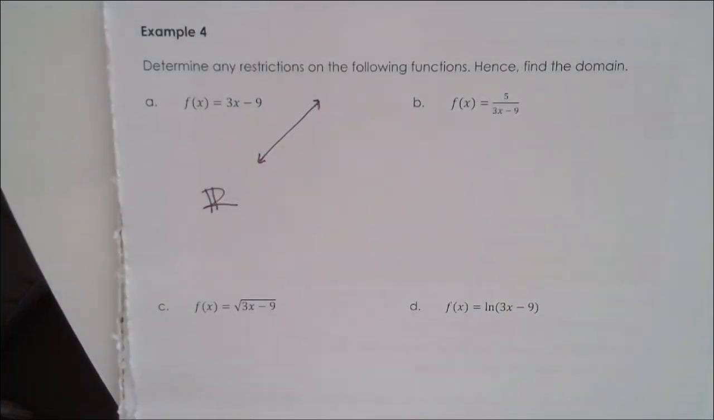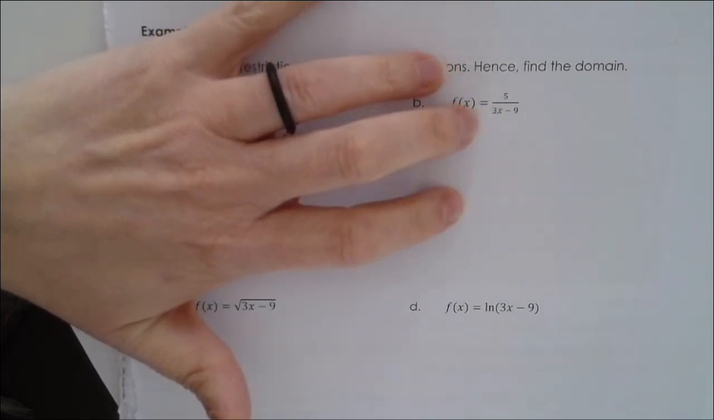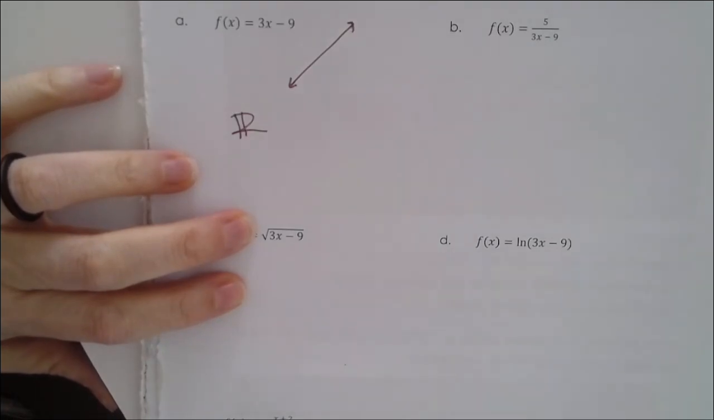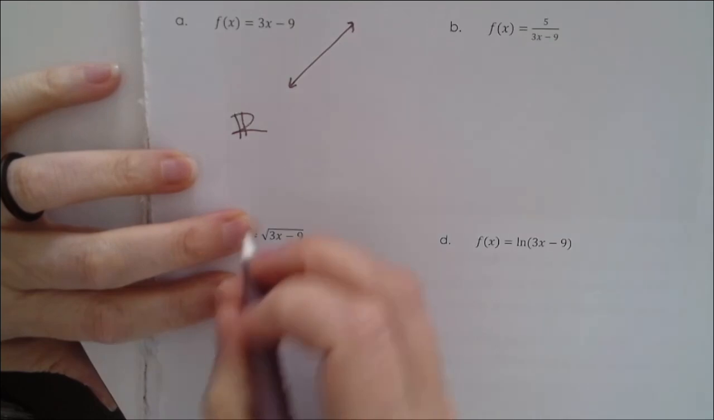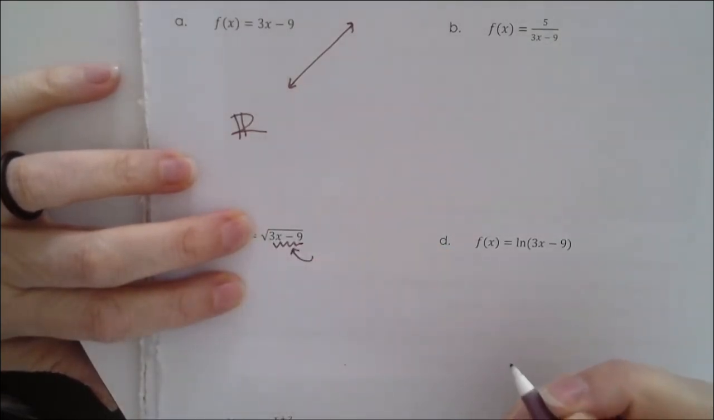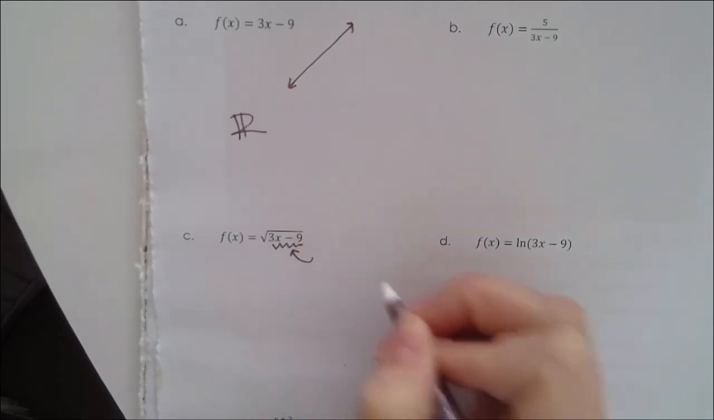A couple of notes about these other ones. Denominators cannot equal 0, so that's going to affect that one. Square roots. We know we have complex numbers or imaginary numbers if we take the square root of a negative. So the radicand, the thing that's underneath the radical or underneath the square root, we know that that needs to be 0 or positive numbers. So this cannot be negative, so make a note there.